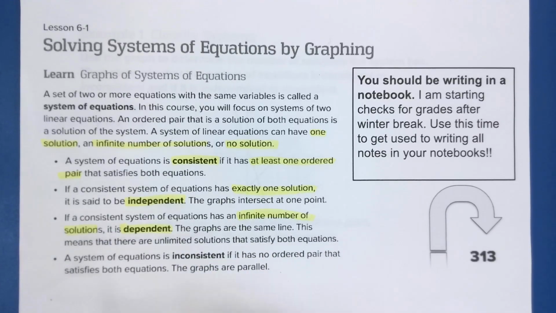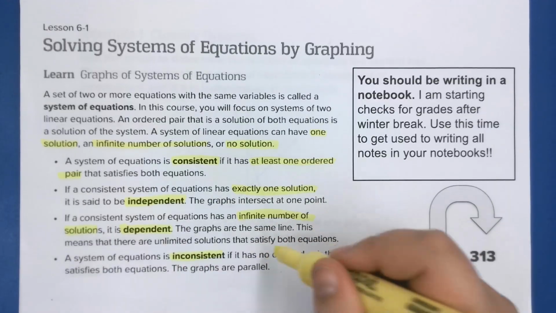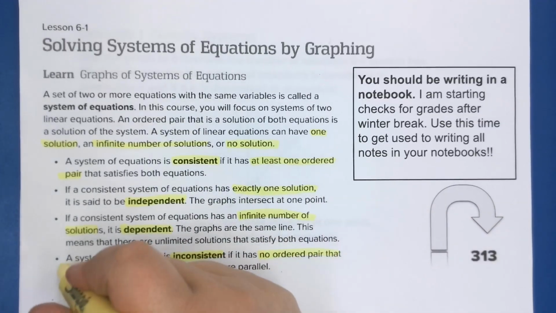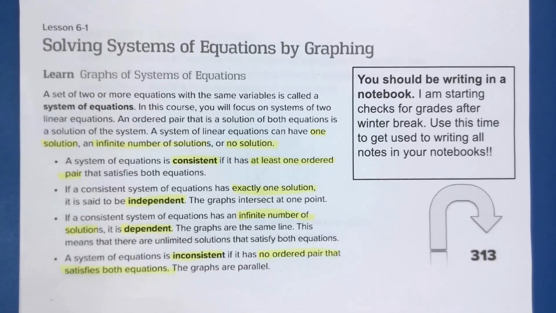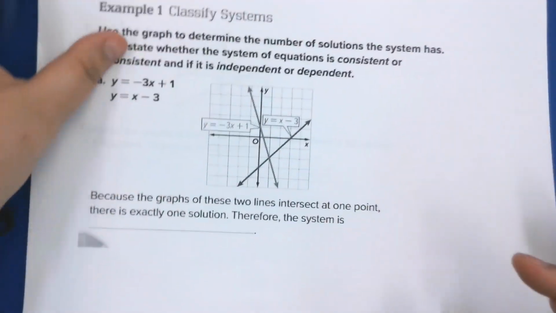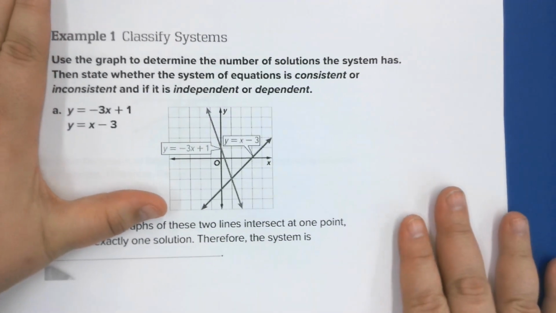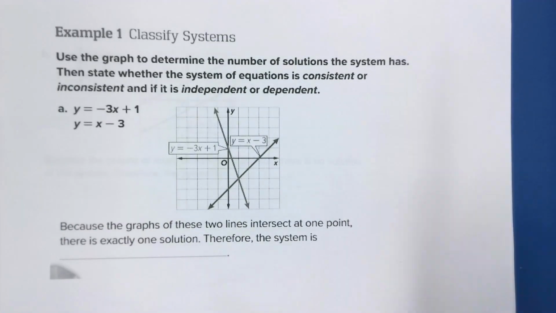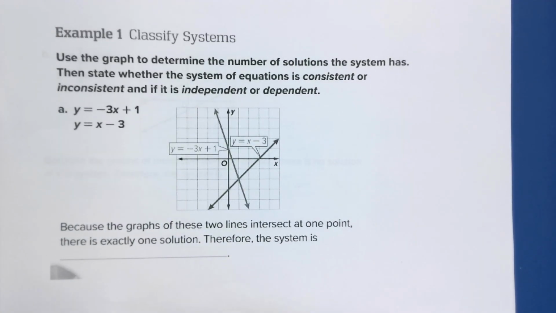The other thing we could have is if it is inconsistent, which means there is no ordered pair that satisfies both equations. So these lines never cross because they are parallel. We're going to move to example 1, where we're going to start with classifying some systems. We're going to use the graph to determine the number of solutions that a system has, and then state whether the system is consistent or inconsistent, and if it is independent or dependent.